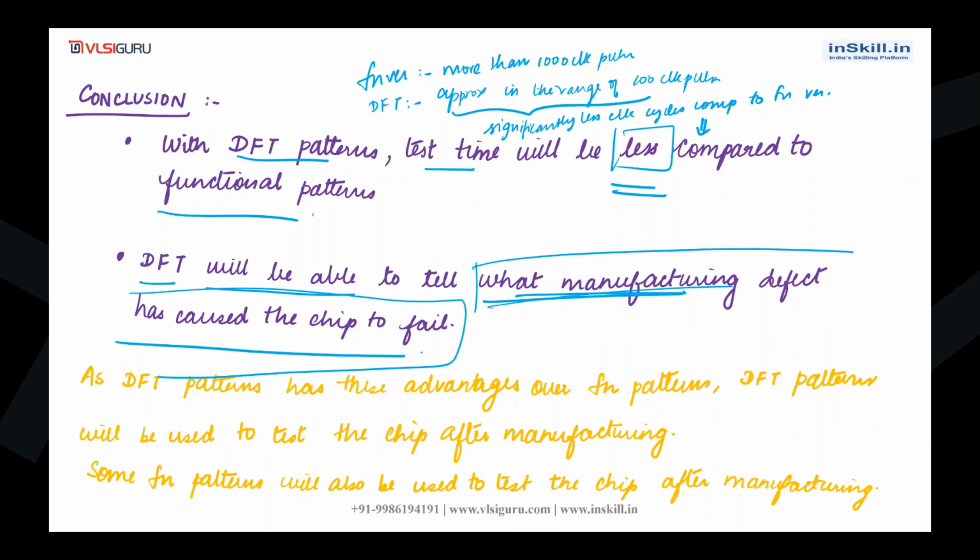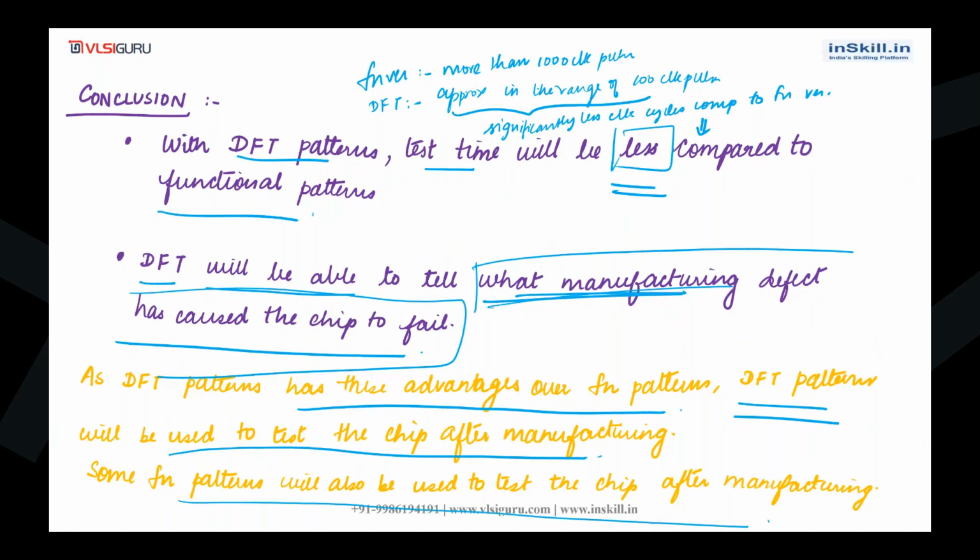So DFT patterns have these advantages over functional patterns. With DFT patterns, test time is less, and we are able to tell what manufacturing defect has caused the chip to fail. That is the reason DFT patterns will be used to test the chip after manufacturing. Some functional patterns will also be used, but majority DFT patterns will be used.